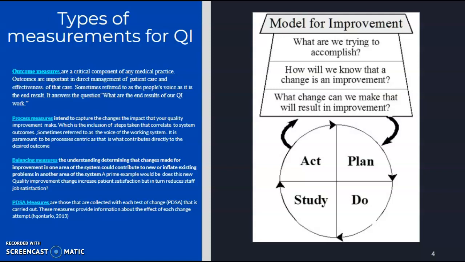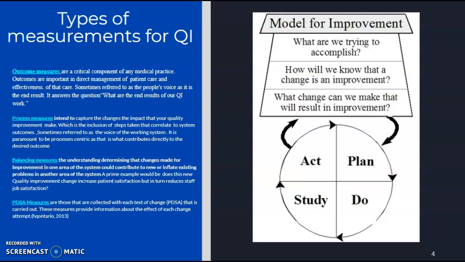Outcome measures. These are types of measurements for quality improvement. Outcome measures are a critical component of any medical practice, and of course here at our hospital. Outcomes are important in direct management of patient care and effectiveness of that care. Sometimes it's referred to as the people's voice, as it is an end result. It answers the question, what are the end results of our quality improvement work?